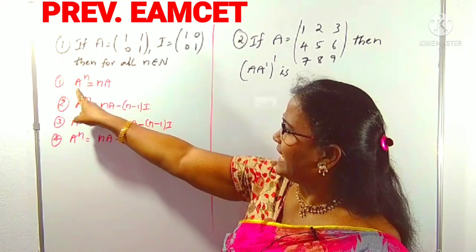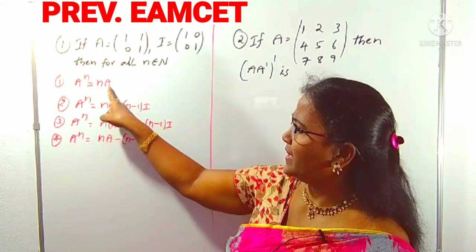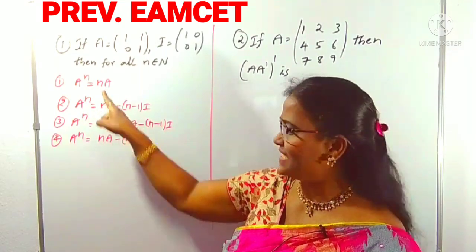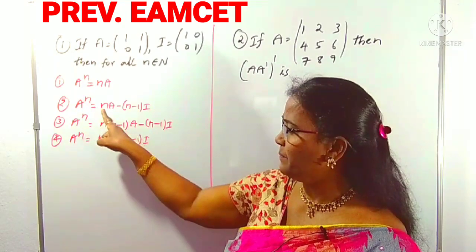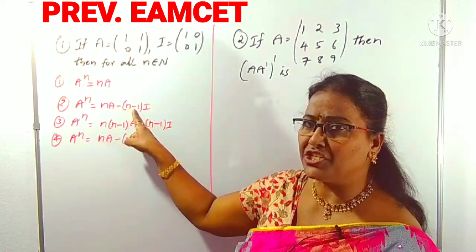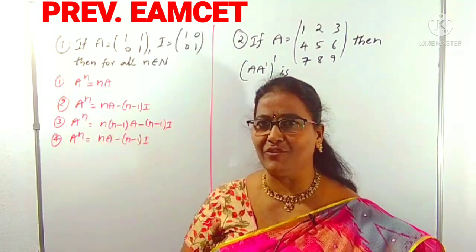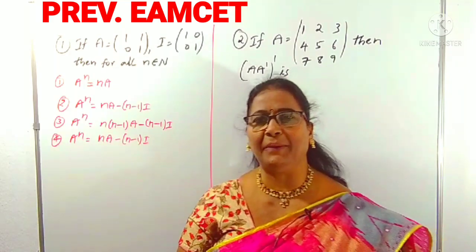For n is equal to 1, the first option is A. A power 1 is equal to 1 into A, which is A. So A is equal to A. Maybe the first option is correct. The second option we can check: n is equal to 1 means A power 1 is equal to A. Here it is 1 into A minus 1 minus 1, which is 0. Here also we got A is equal to A. That means the options are repeated. If n is equal to 1, there is a repetition in the options.